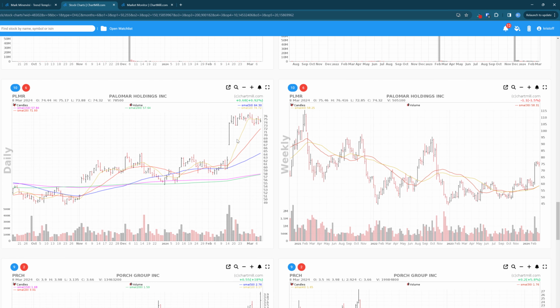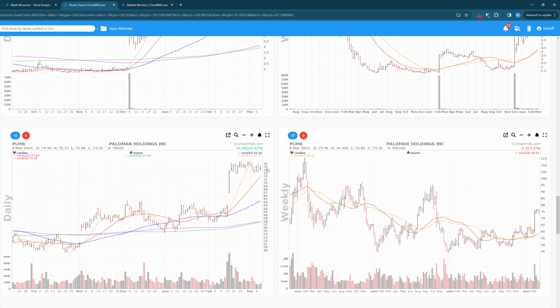PLMR, the same, strong up move, and now it's consolidating. Maybe it could be ready for a next leg up. First resistance on the weekly, 95.